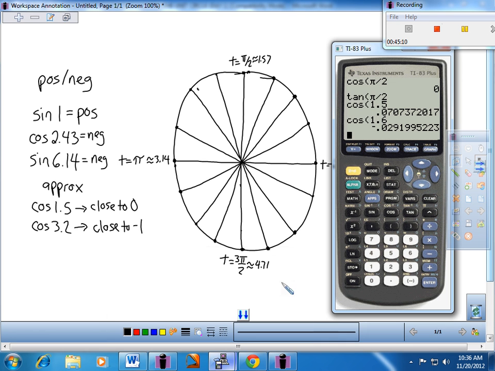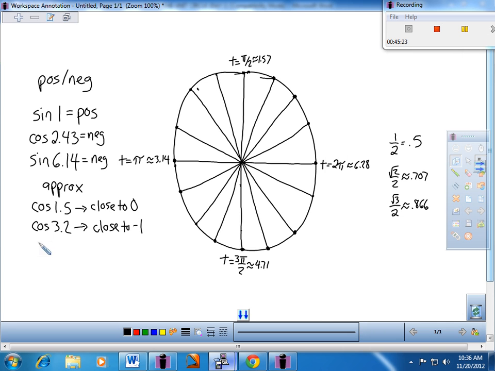Let's pick it up. So cosine of 3.2, and as you can see, really close to negative 1. Try one more here. How about this? How about sine of, oh, I don't know, how about sine of 4.68?